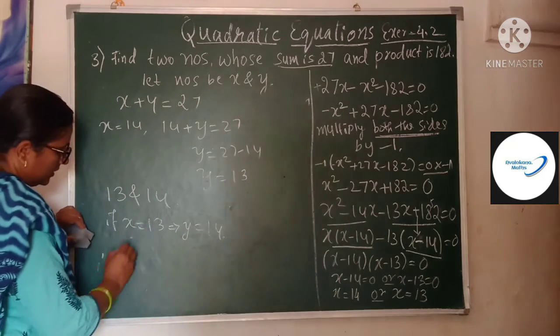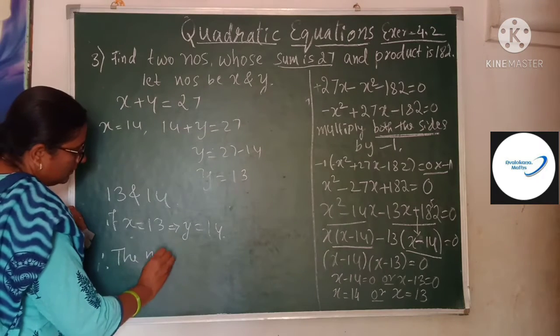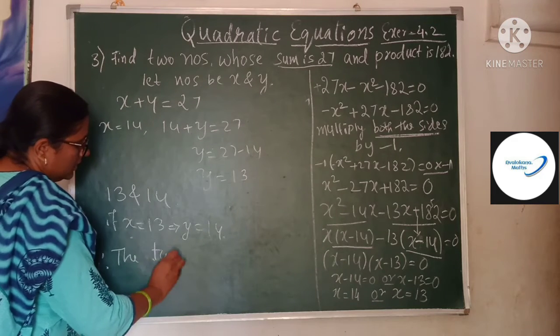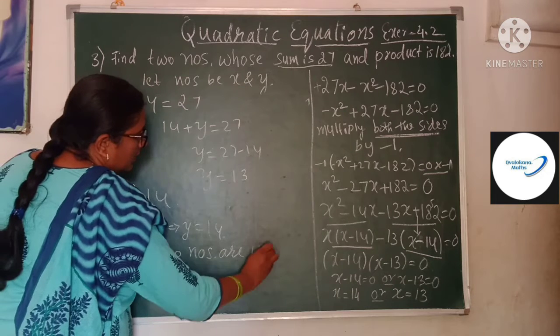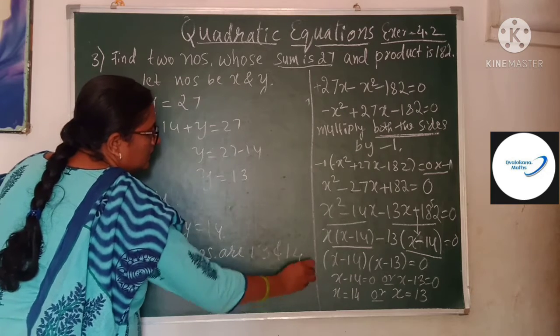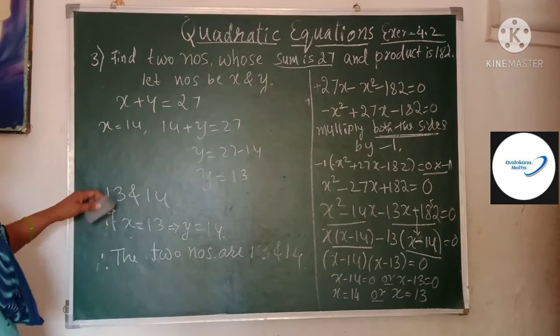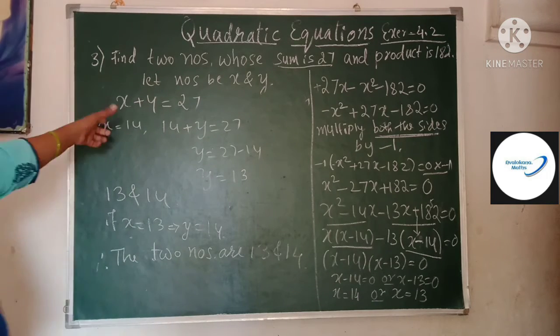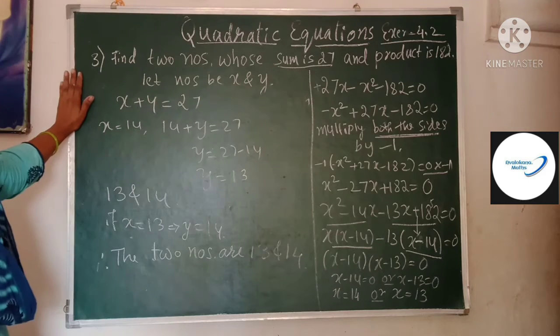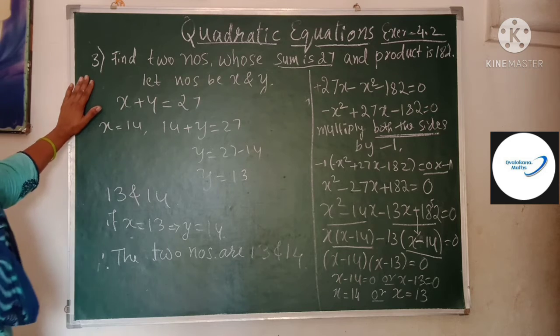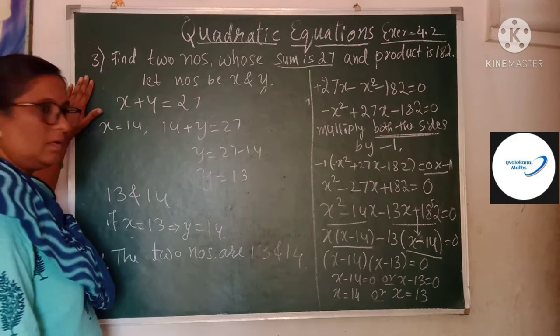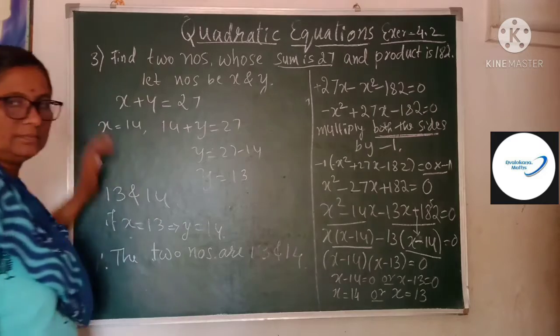Therefore, you are going to write here: the two numbers are 13 and 14. This is the correct complete solution of the first question. It looks simple, but with proper steps you have to solve. No confusion, I think, you people face while solving this one. I think you people have understood all the steps. Okay, now let me continue with the second one.